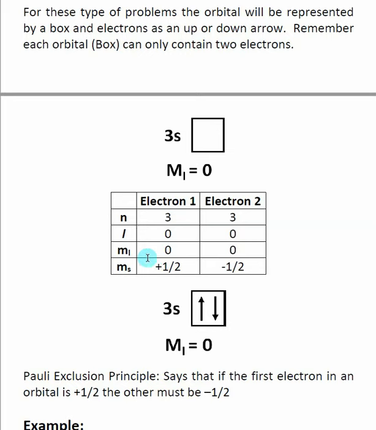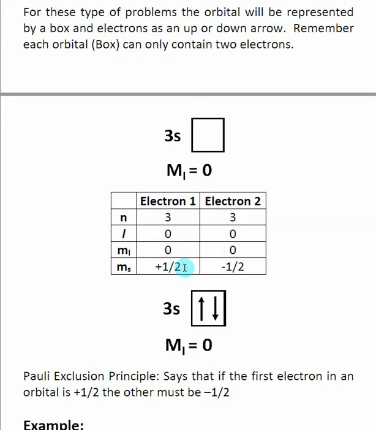Lastly, I only have 1 m sub l, so for an S subshell, I only have 1 possible m sub l value. M sub l is equal to 0. So that's going to be the m sub l value for both of my electrons. And then what I do is I start adding electrons.